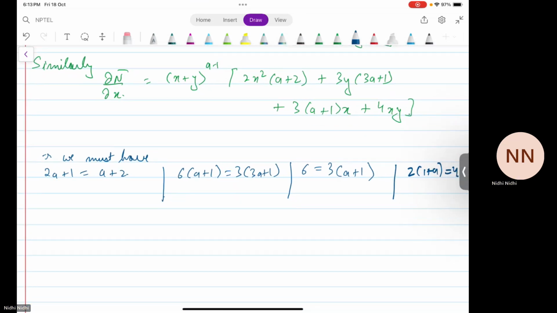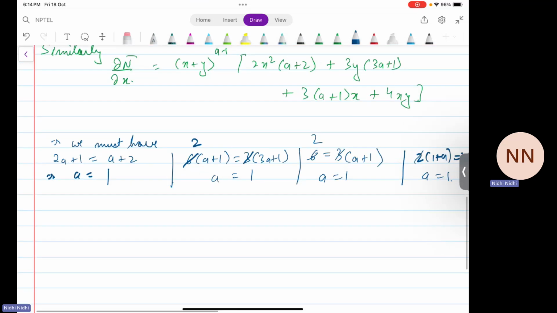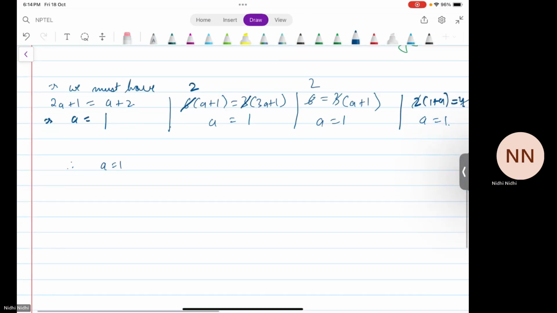So here, this gives us a equals 1. This gets cancelled out. So from here, we get a equals 1 again. This is 2, a equals 1. This is 2 again, a equals 1. Therefore, a equal to 1 will suffice our requirement.